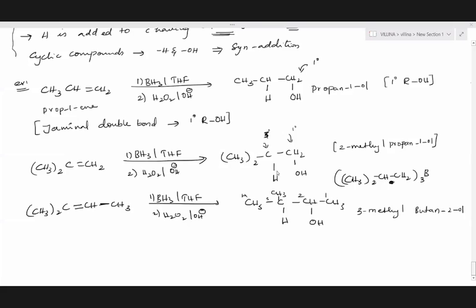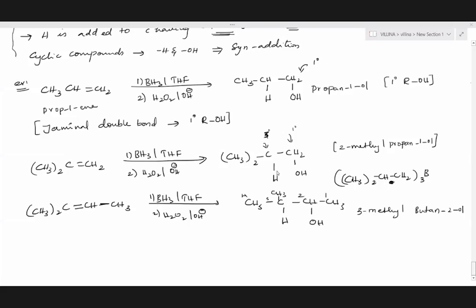So 1, 2, 3, 4. So we have 3-methyl butan-2-ol. 3-methyl butan-2-ol, not 2-methyl, no, no. It's not pentane also. Yes, yeah, you corrected. Fine.